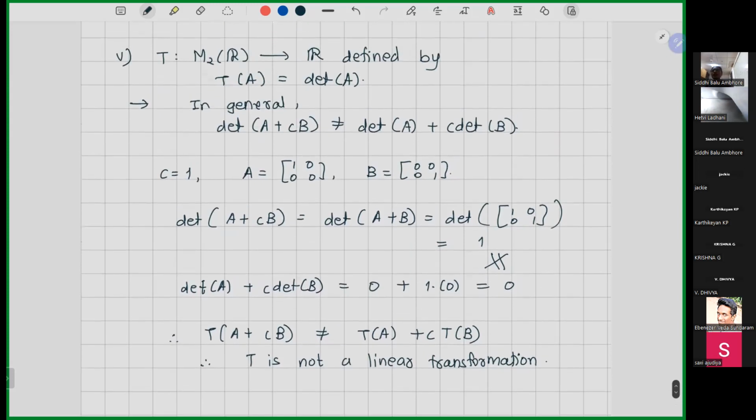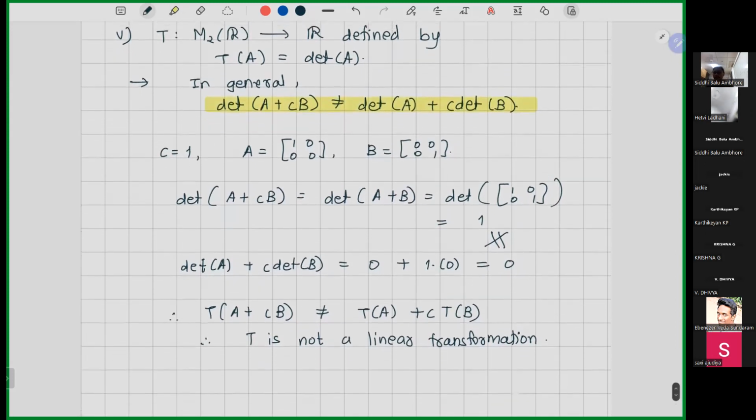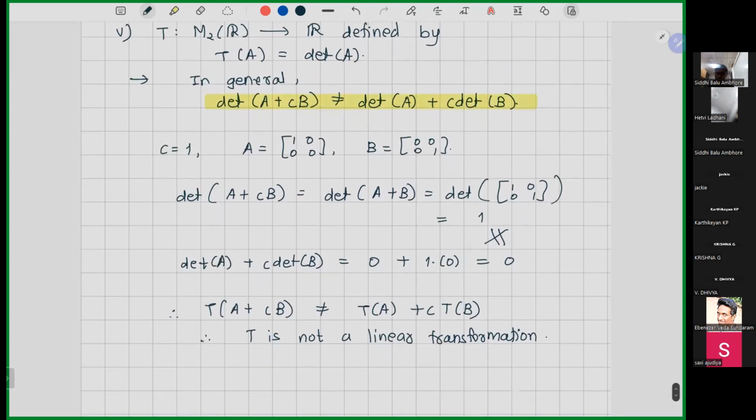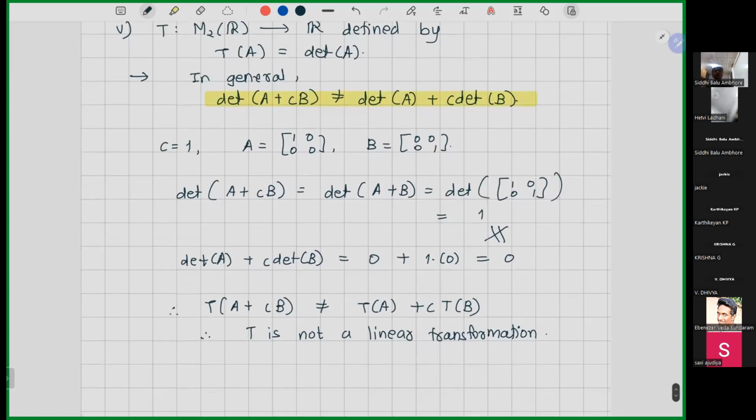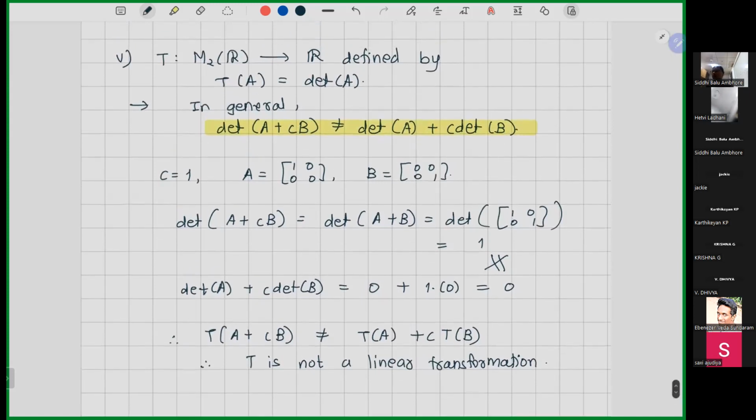So in general, a determinant is not a linear transformation, because of this main property: determinant of A plus cB need not be equal to determinant of A plus c determinant of B. Okay, please check this. I have explained; if you have any doubts, please ask. So this is not a linear transformation. Okay, no doubts. Great.